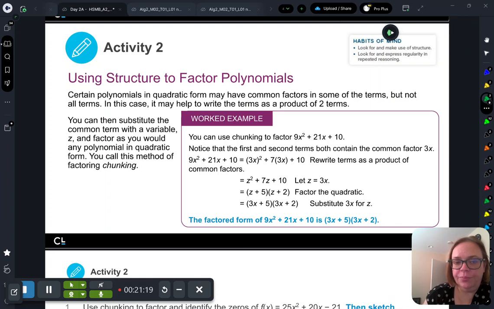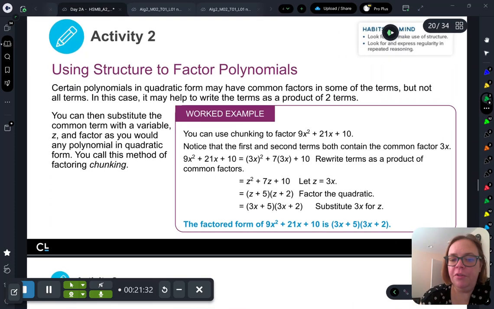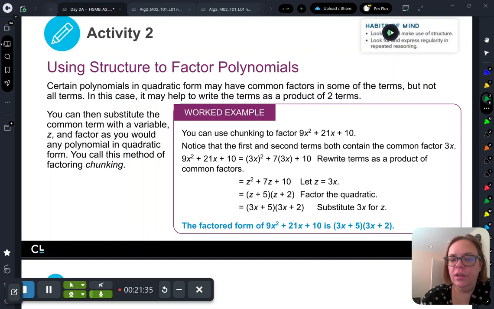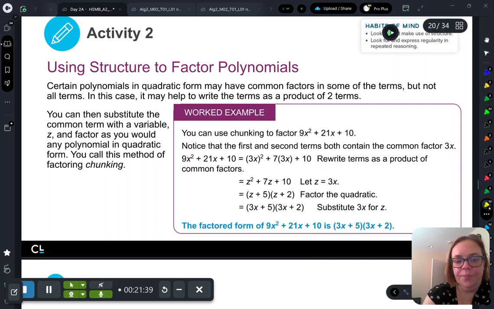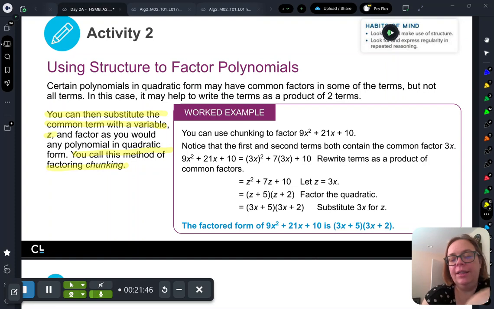Okay, the last thing we need to talk about is some other types of factoring. So this is activity 2. We're going to look at other types of factoring that you can do. All right, so this type of factoring is using a method called chunking. You can substitute the common term with a variable like z, and then factor as you would any polynomial in quadratic form. So let's look at the example to see what they're doing.